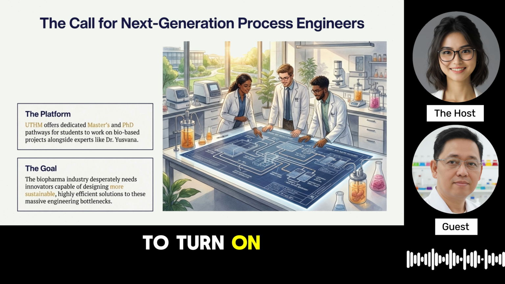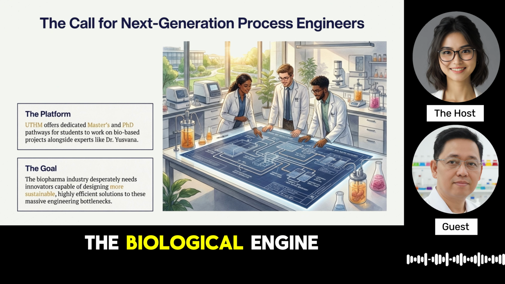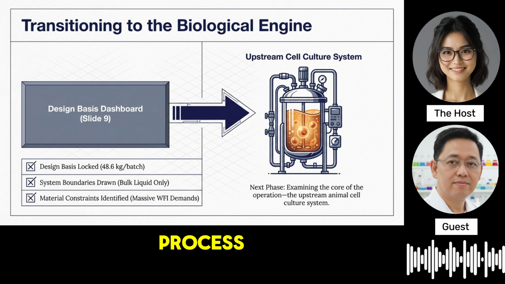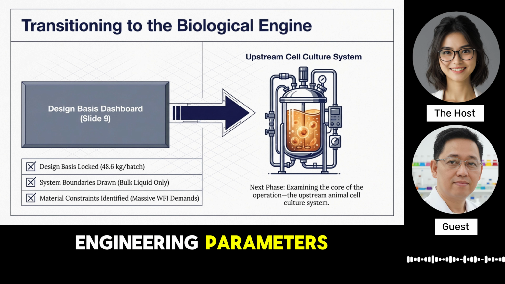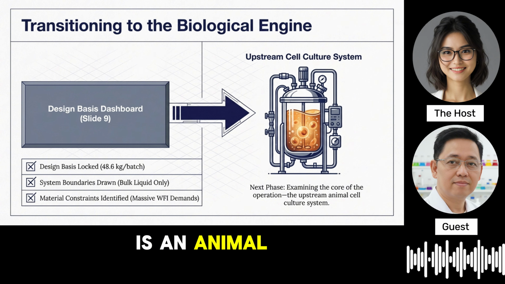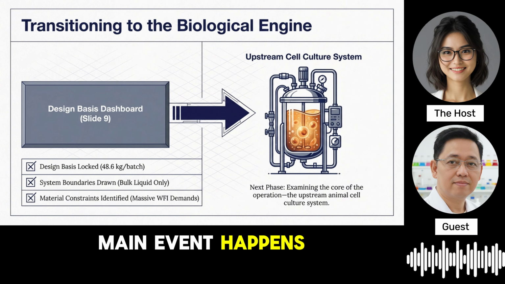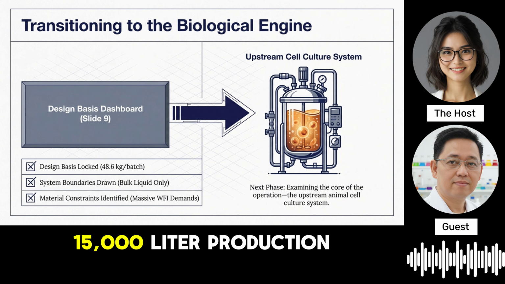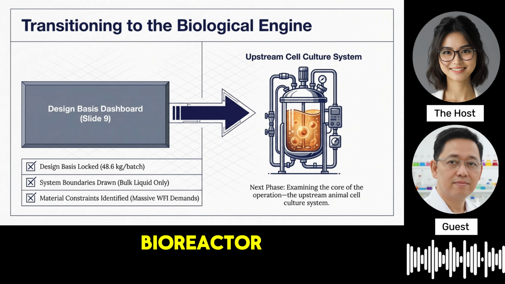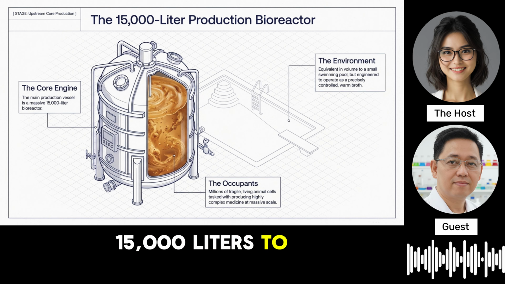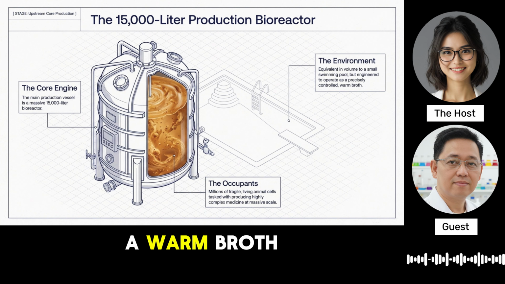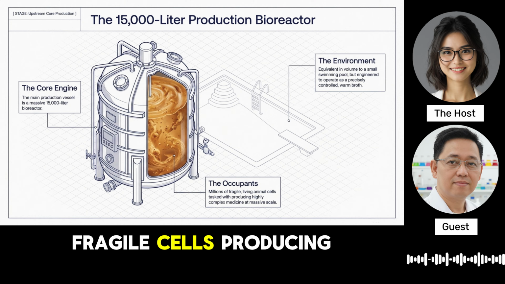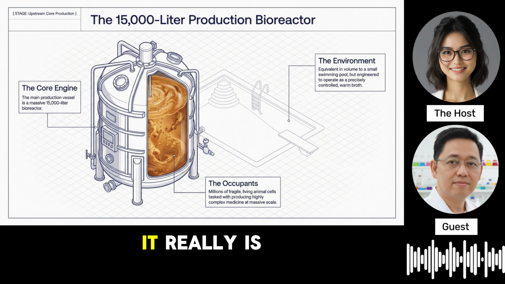It's finally time to turn on the digital machines and look at the biological engine driving this whole process. The upstream cell culture. This is where the living biology truly dictates the engineering parameters. Our biological system is an animal cell culture, and the main event happens inside a massive 15,000-liter production bioreactor. 15,000 liters. To put that in perspective, that's the size of a small swimming pool, completely filled with a warm broth of living, fragile cells producing our medicine. Quite a visual. It really is.